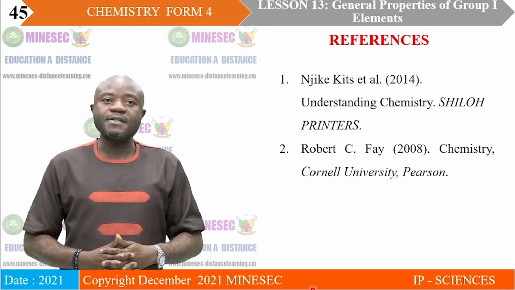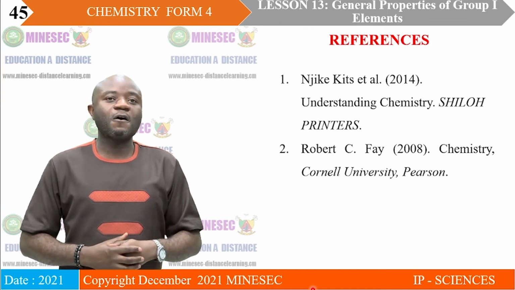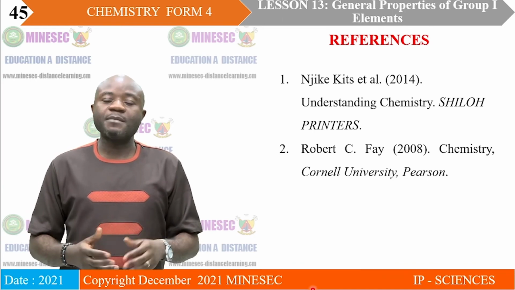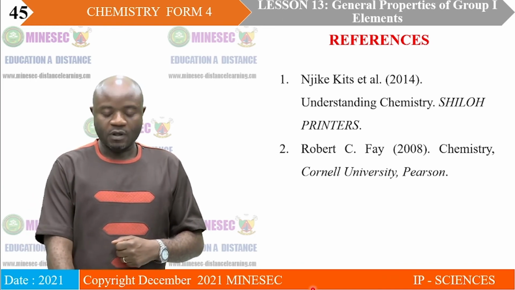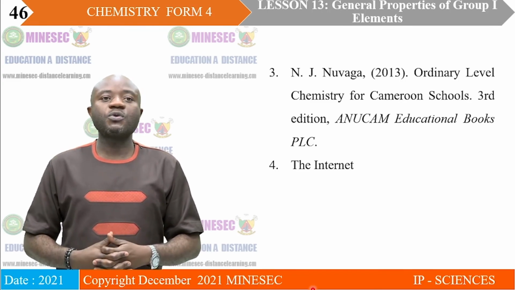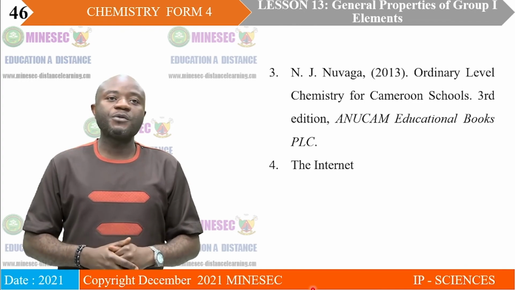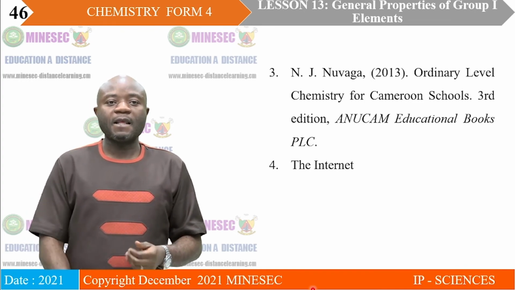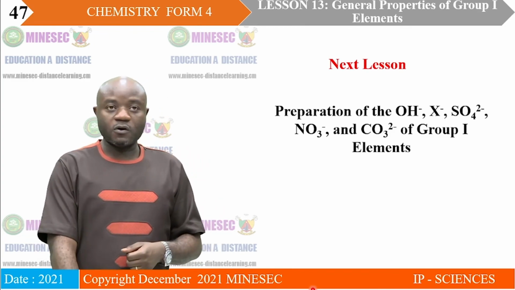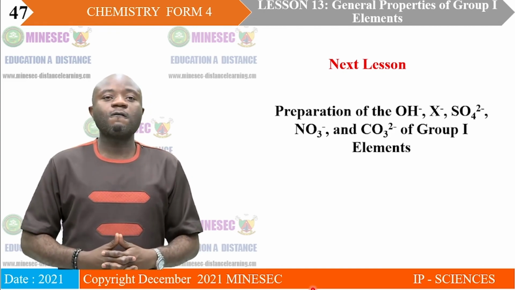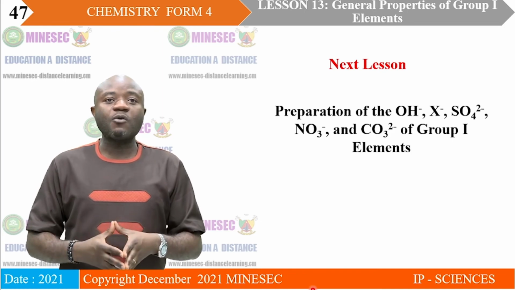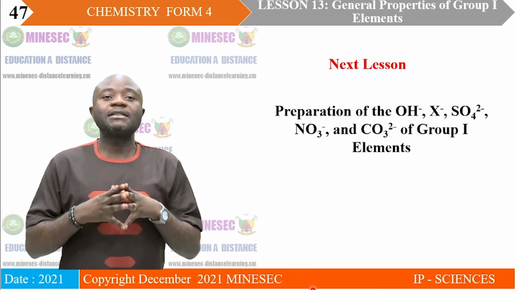For our references, we used Understanding Chemistry by J.K. Keats and collaborators. We used Chemistry by Robert C. Fay. We also made use of Ordinary Level Chemistry for Cameroon schools, and we also got a lot of information from the internet. Our next lesson, which is lesson 14, is going to be focused on the preparation of the hydroxide, chloride, sulfate, nitrate, and carbonate of the group 1 elements.